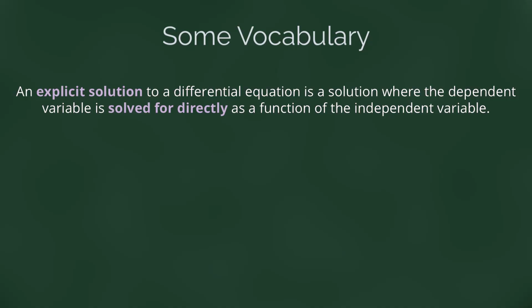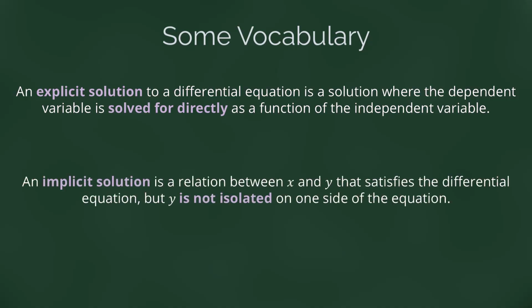Sometimes we need to leave our solution in what's called the implicit form. So an implicit solution is going to be a relation between x and y, or perhaps t and y, whatever the independent variable is that we're using, that satisfies the differential equation, but y can't be isolated on one side of the equation. Let's take a look at an example that has to be written in its implicit form.